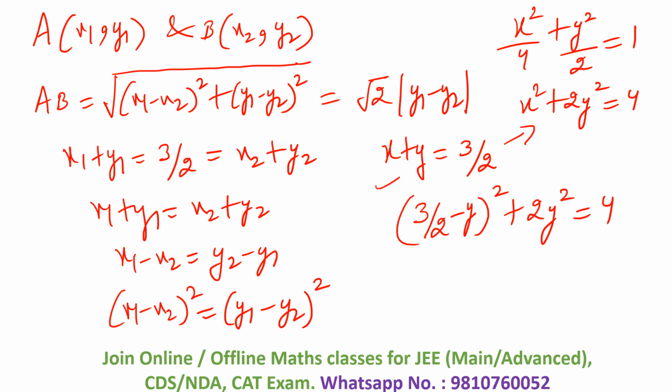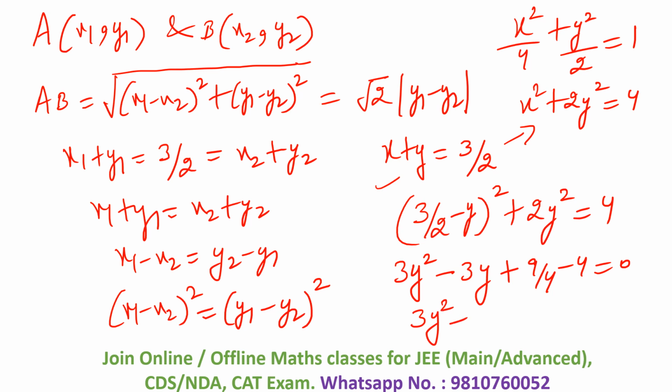Now just simplify this equation. You will be getting 3y square minus 3y plus 9 by 4 minus 4 equal to 0. So this becomes 3y square minus 3y, and this is minus 7 by 4 equal to 0. Fine. Now students, we move further.